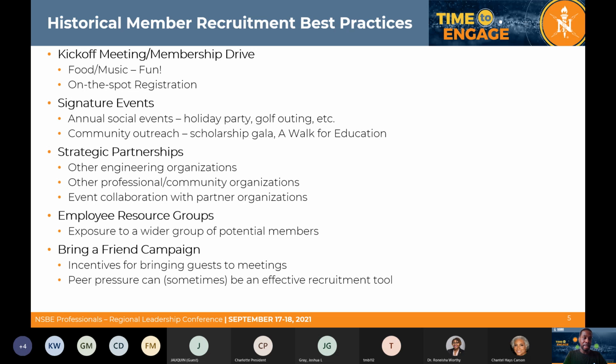So next, another avenue is strategic partnerships. These are partnerships with other organizations in your area where you can mutually benefit each other and provide exposure to another segment of the population. So this could be a local chapter of another engineering organization in your area, like perhaps your local chapter of SWE or SHIP or AIAA or one of the other engineering organizations. Or it could be something in some other professional area or community engagement, like the NAACP or something like that.